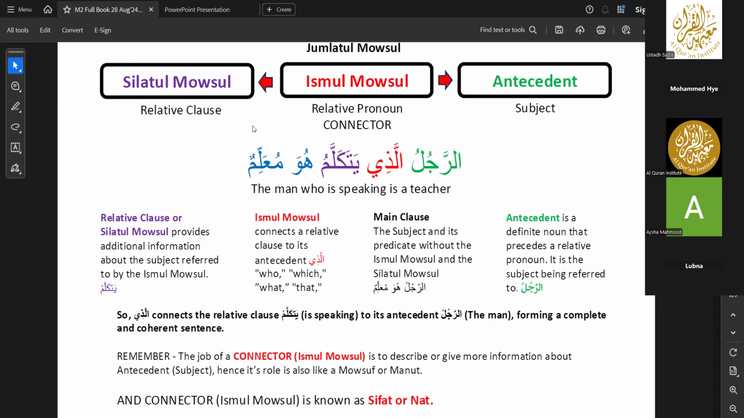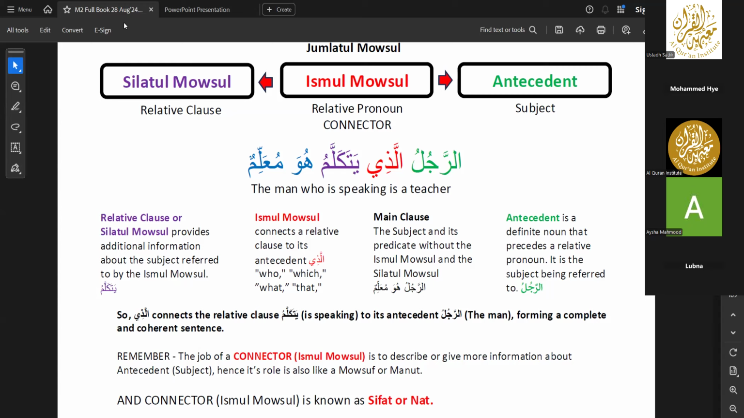One second, I'm talking now. Or is it four words together, Silatul Mawsul? The question itself is wrong. And so Aisha just pointed out, and that's very important, Allazi cannot be Silatul Mawsul at all, because Allazi is Ismul Mawsul, and anything that comes after is Silatul Mawsul. So yes, Allazi is definitely not part of Silatul Mawsul.